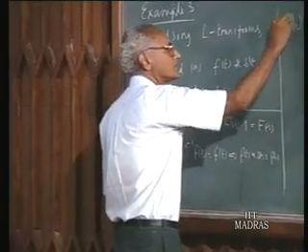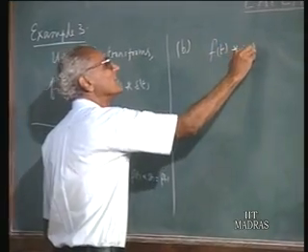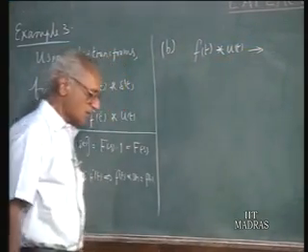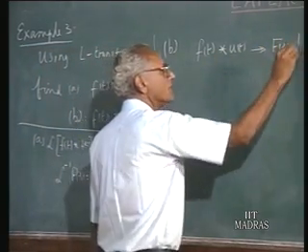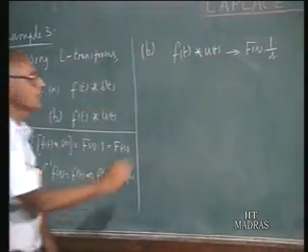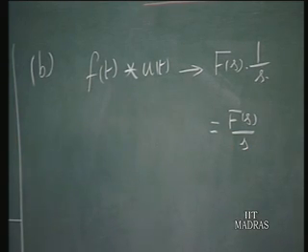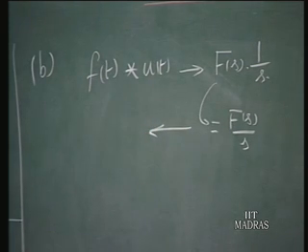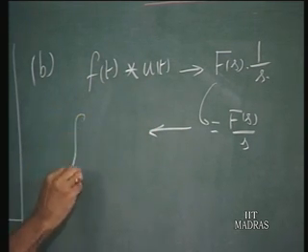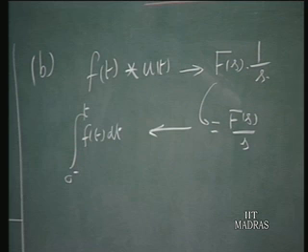Second question. f(t) convolved with u(t) has for its Laplace transform F(s) multiplied by 1 by s. So this is F(s) over s. And we know that F(s) over s has the inverse Laplace transform, the integral from 0 to t of f(t) dt. So when you convolve f(t) with a unit step function, it is the integration of f(t).